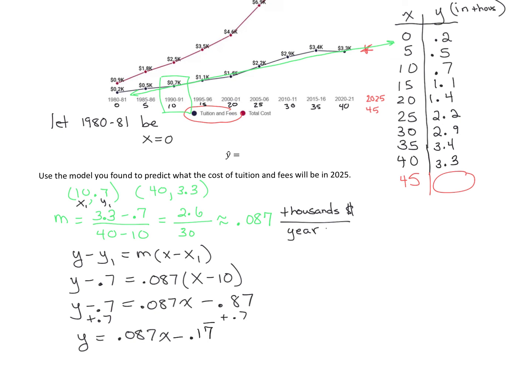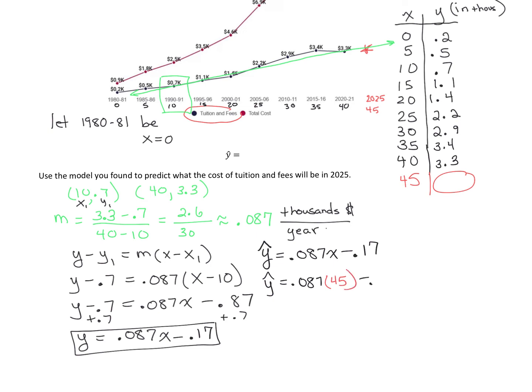All right, and because this is a regression line, or actually we've just used two points, so we're trying to find a regression line, we're going to call this y hat, because we want to use this to approximate what's going on. And we want to know if x is 45, so we'll put a 45 in here for x. What do we expect the tuition and fees to be? And it appears to be 3.745.